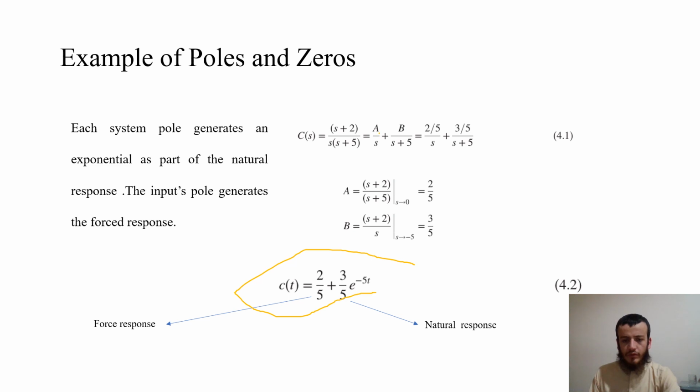This is the important part. We call this one the forced response. Sorry, it is written force, but it is the forced response, and this is the natural response. Why do we have natural here and an exponential? In the natural response, we have an exponential. You can read the text and also get more information.